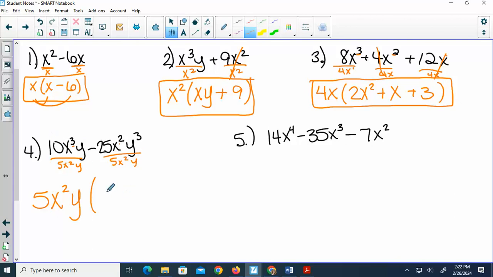So 10 divided by 5 is 2. X to the third over x squared, 3 minus 2 is 1. And those y's cancel. 25 divided by 5 is 5. X's cancel. Y to the third divided by y, 3 minus 1 is 2.